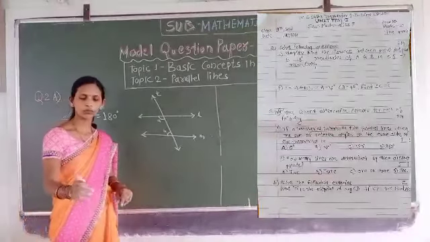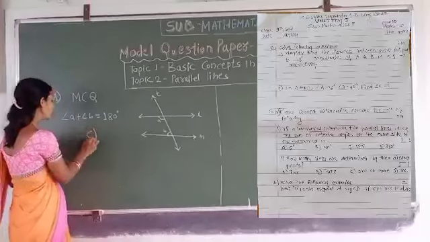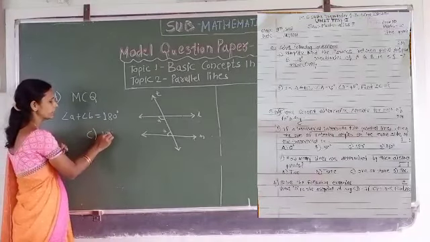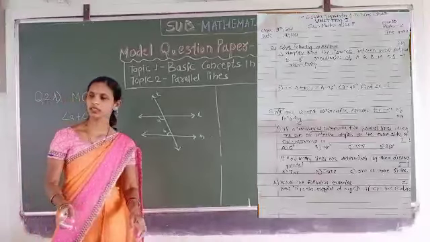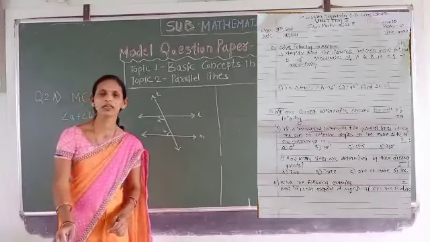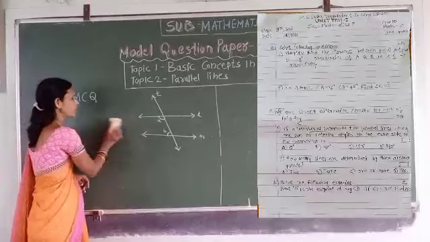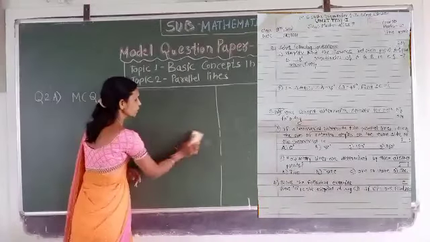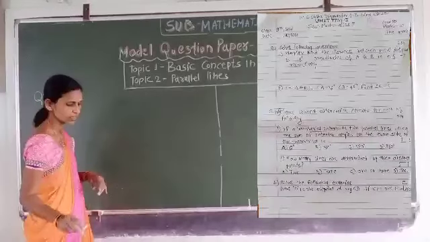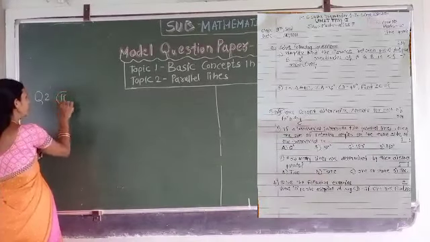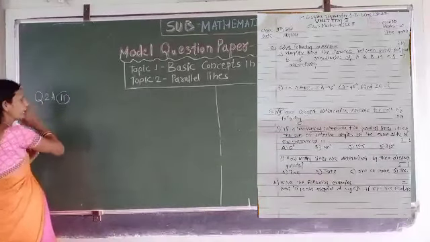Therefore, option C, which is given here, is correct. That is option C, that is 180 degrees. That alternative is the correct answer. We will now solve the multiple choice question, MCQ number 2, that is the second MCQ from question number 2A.